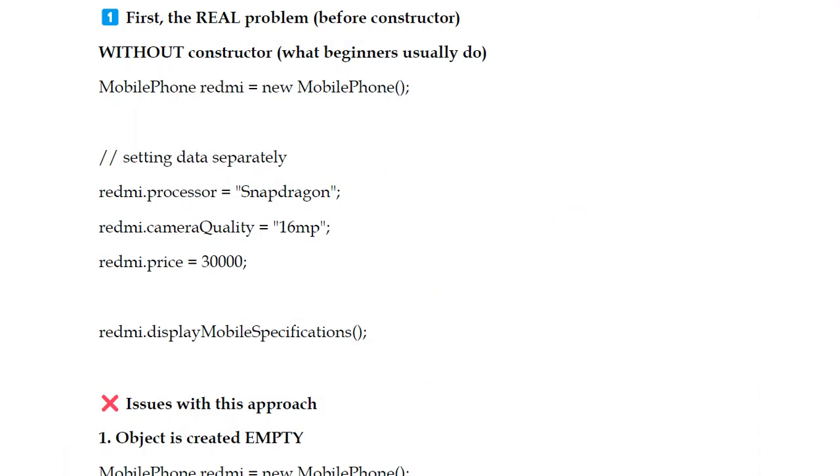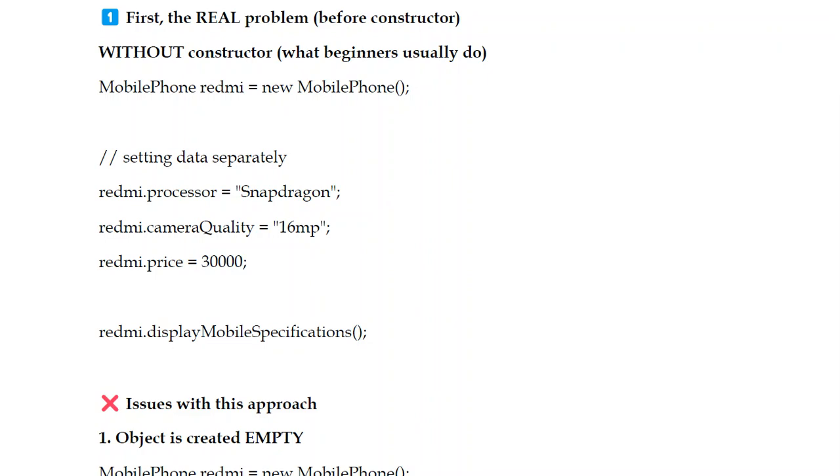So what's the object reference variable name? Redmi. Initially, what will you do? You'll separately initialize the data members. So setting the data, how to initialize the data members: Redmi dot processor equal to Snapdragon, Redmi dot camera quality equal to 16 megapixel, price 30,000, Redmi dot display mobile specification. We will use it like this. Am I right? Then what's the problem with this?